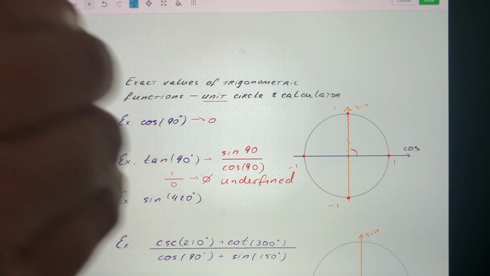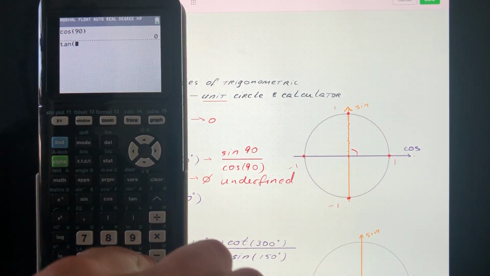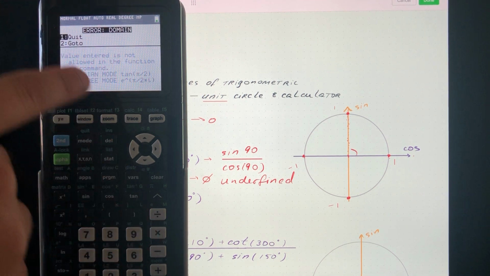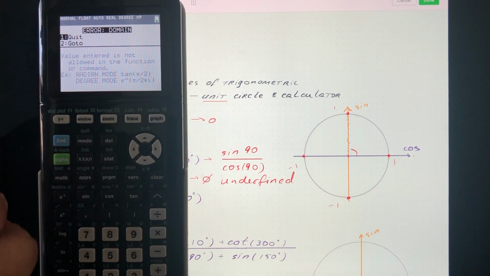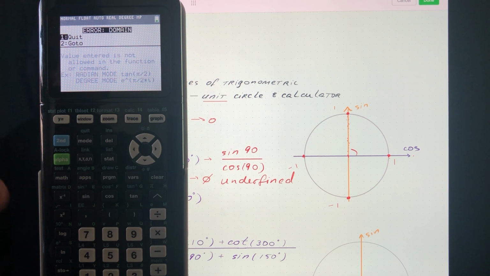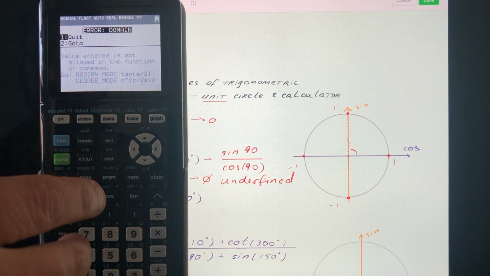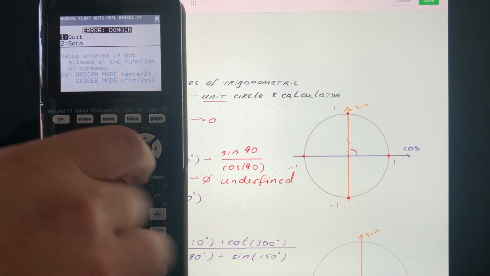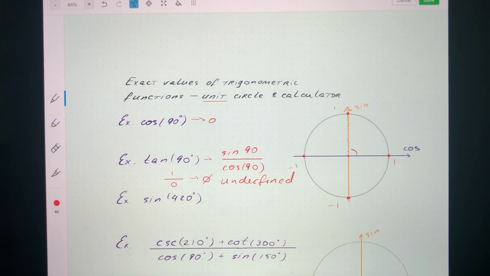Now let's see if the calculator agrees. So here is tangent of 90 degrees, and the calculator says error domain. So we are trying to plug in something in the calculator that doesn't work. So that means our answer is confirmed. Both say no solution.